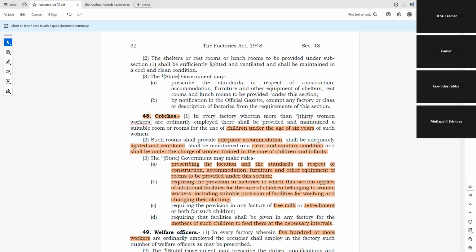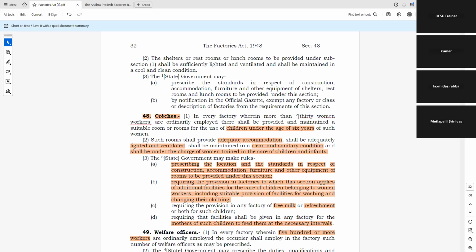As per the state government rules prescribing the location and also the standards in respect of construction, accommodation, furniture, and other equipment of rooms to be provided. So the state government will define this, and require the provisions in the factory to which this section applies, and additional facilities for care of children belonging to women workers, including suitable provisions for washing and changing their clothes. Washing facilities as well as for dress changing, requiring the provision in the factory of free milk or refreshment or both for such children.